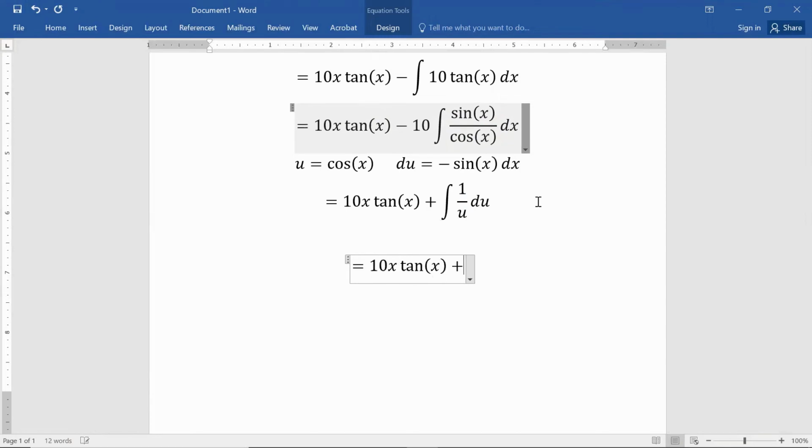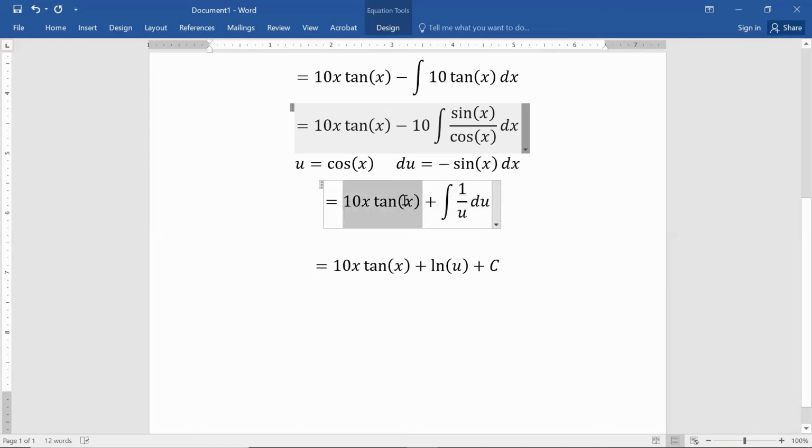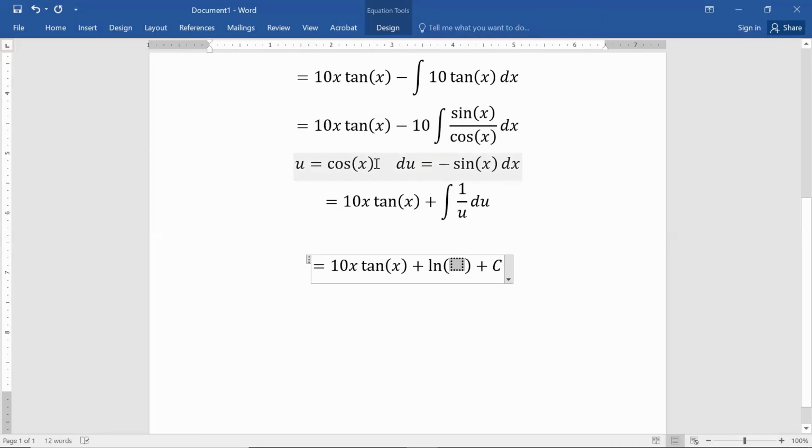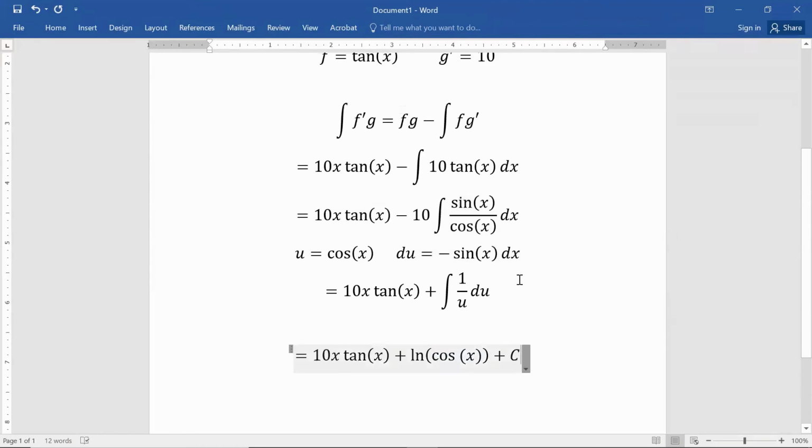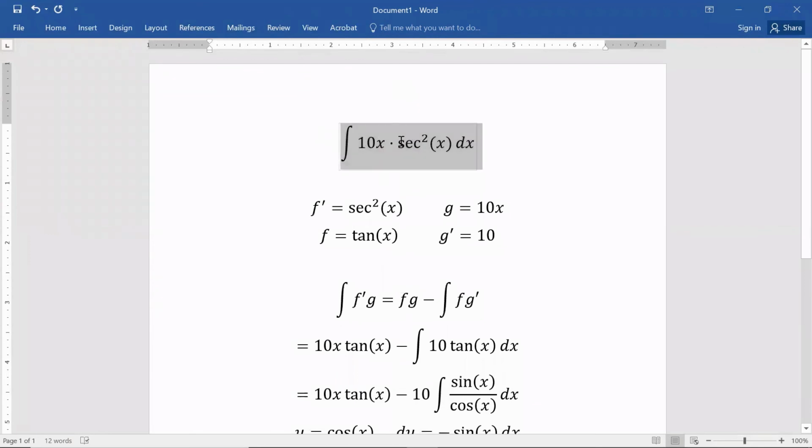So in short, here's what we get. I left the 10x tan x alone without any substitutions. If you wanted to use substitutions, you could, but we don't need to. We only needed to integrate the actual integration piece here. And then the u can get replaced with cosine x. This is the final answer to what is the antiderivative of 10x times secant squared x.